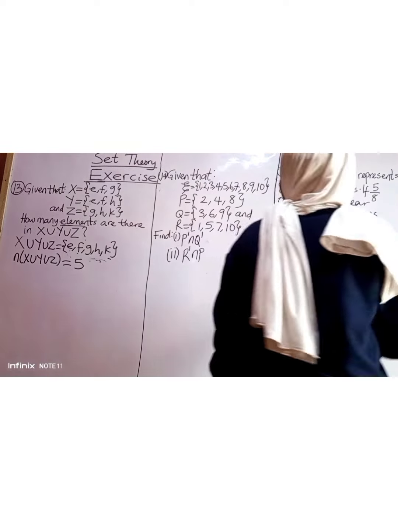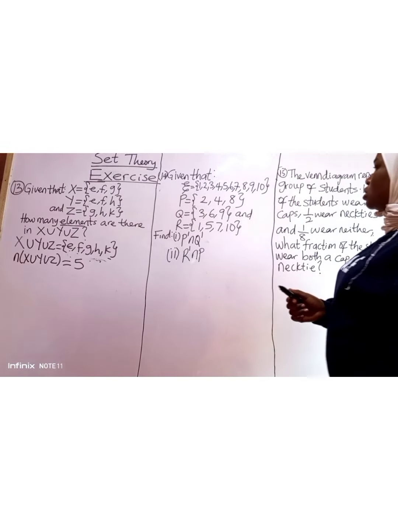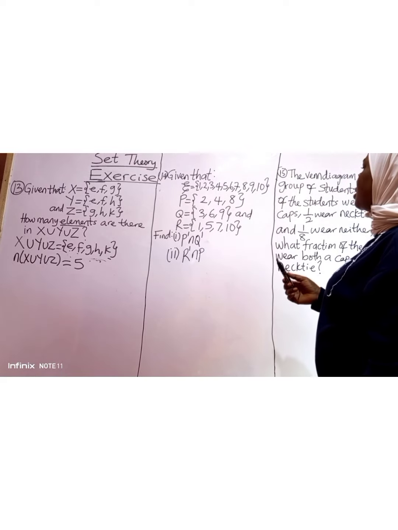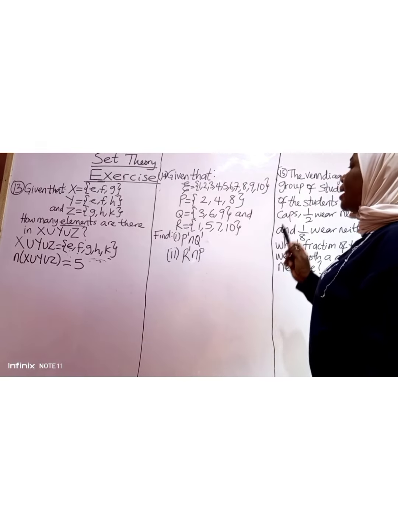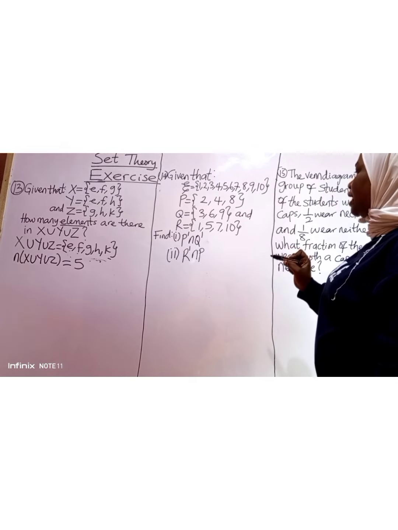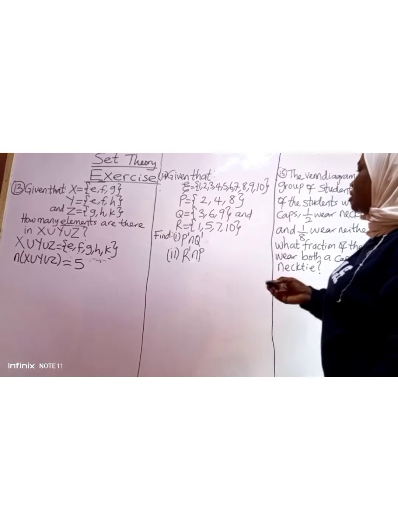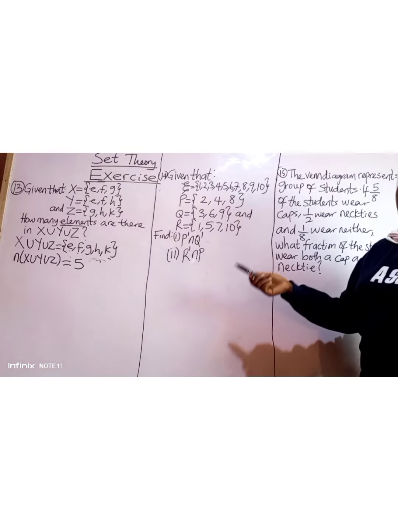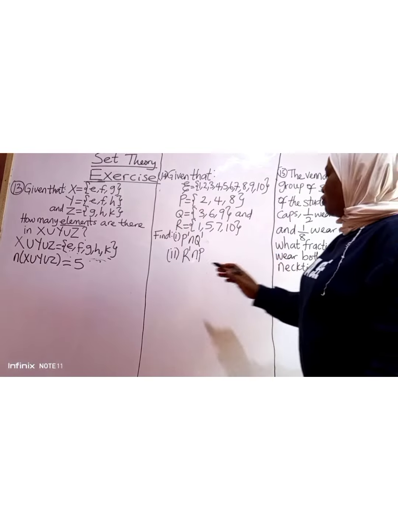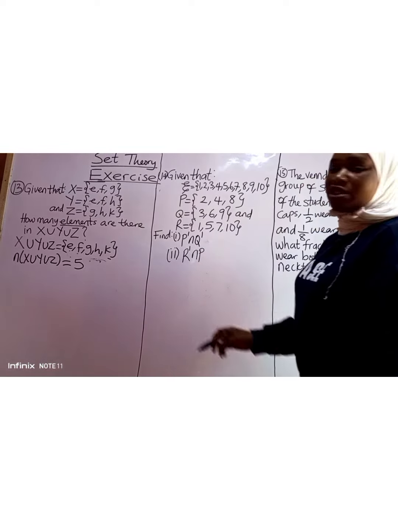Number 14, given that the universal set is equal to {1, 2, 3, 4, 5, 6, 7, 8, 9, 10}, P is equal to {2, 4, 8}, Q is equal to {3, 6, 9}, and set R is equal to {1, 5, 7, 10}. 1. Find P prime intersects Q prime. 2. Find R prime intersects P.